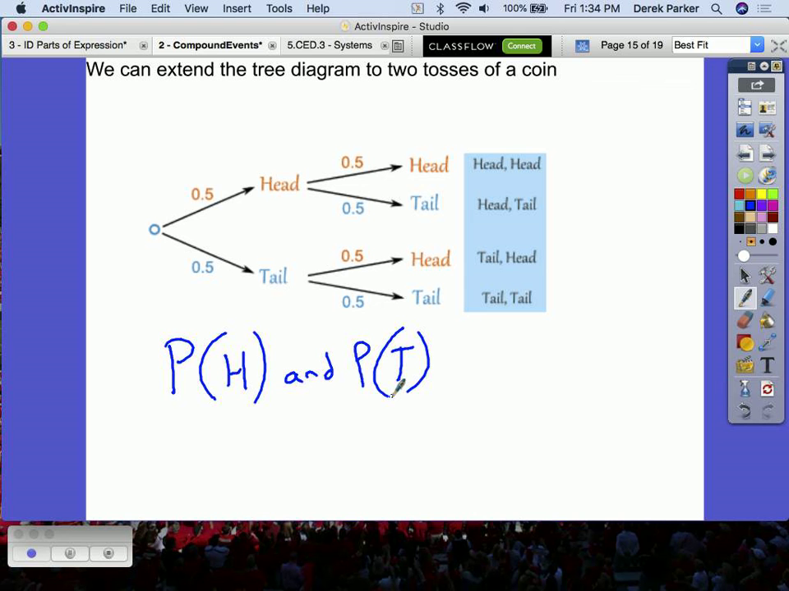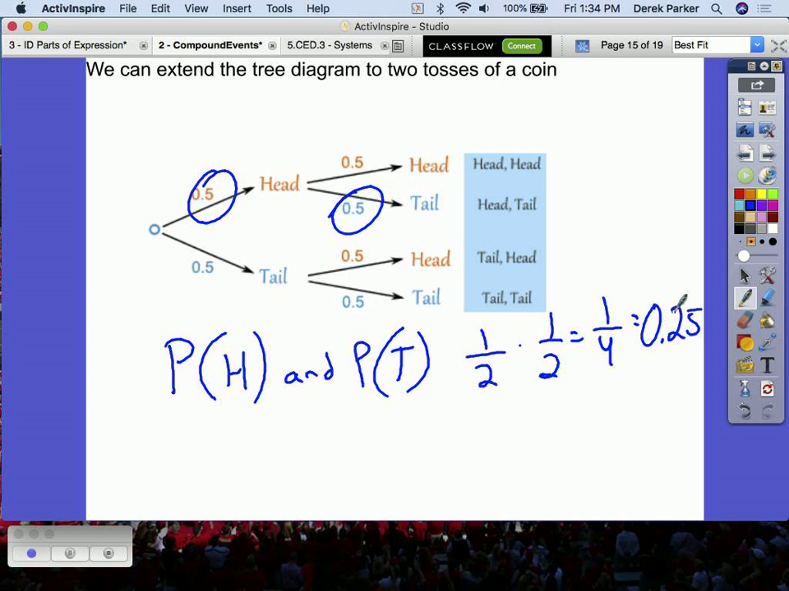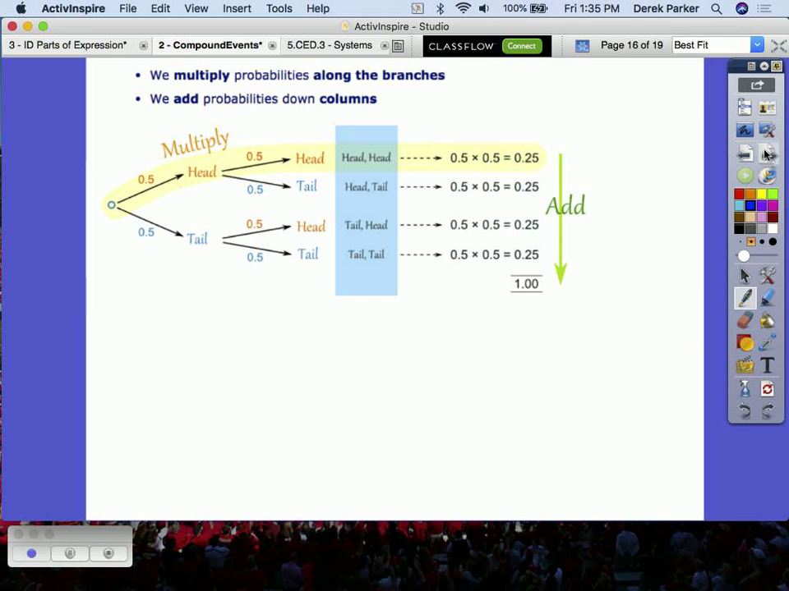All you have to do is multiply that times that. And I'm going to leave it as a fraction. Half times a half, I get 1/4, which is equivalent to 0.25. It's that easy. You take these same reasoning skills when finding compound events and apply them to the tree diagram. Okay? Also, remember sum of probabilities. They all add up to be 1.